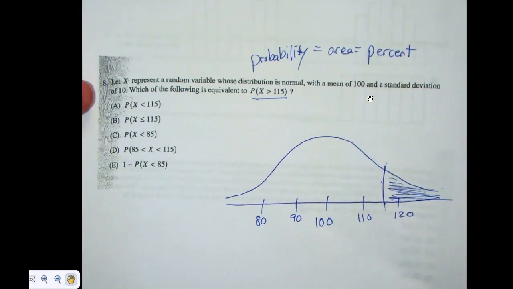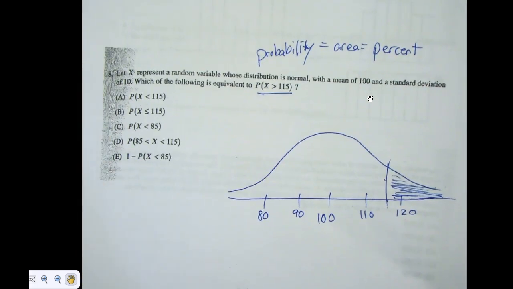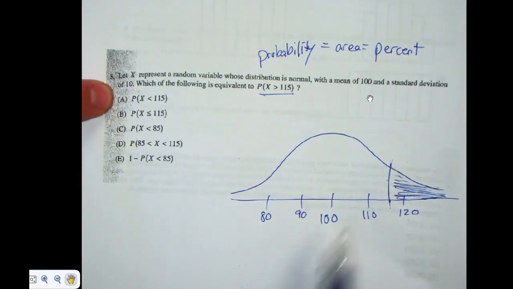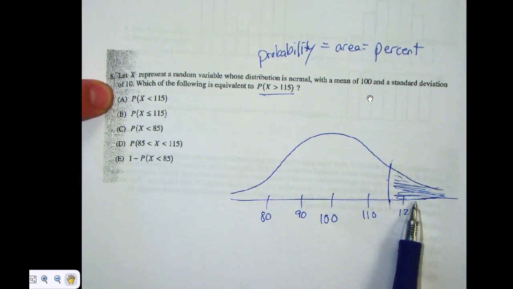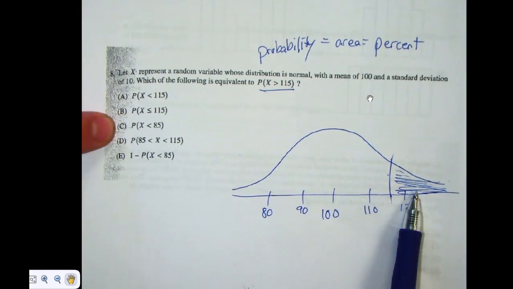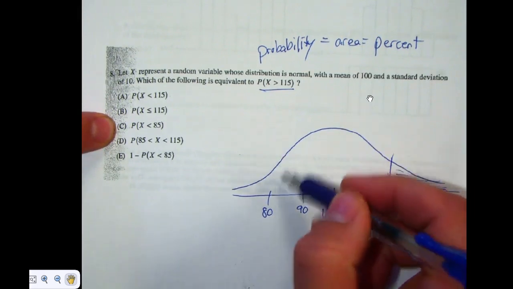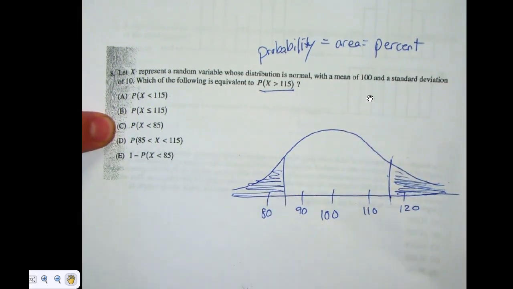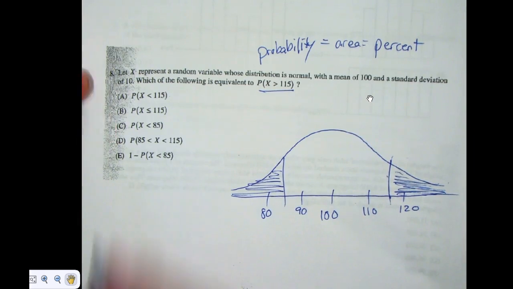Well, they're saying which of these is equivalent. So A says the probability x is less than 115. Well, that's way bigger than this, right? So that doesn't match. X is less than or equal to, still way bigger than this. That doesn't match. X is less than 85. Is that the same? There we go.